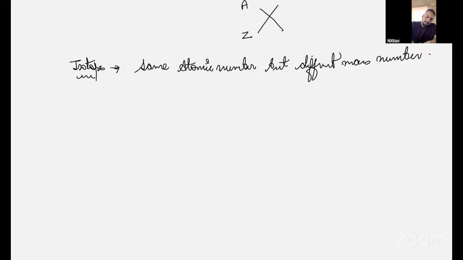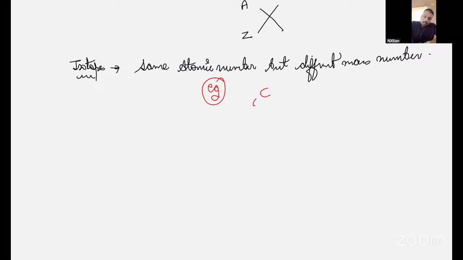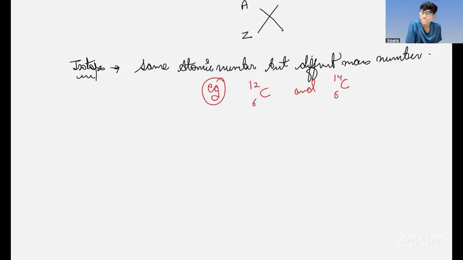Can I take one example? C-12 and C-14. They have the same atomic number, but different mass number. And why do they become isotopes? Not because of the atomic number. Because of which subatomic particle do they become isotopes? Neutron.